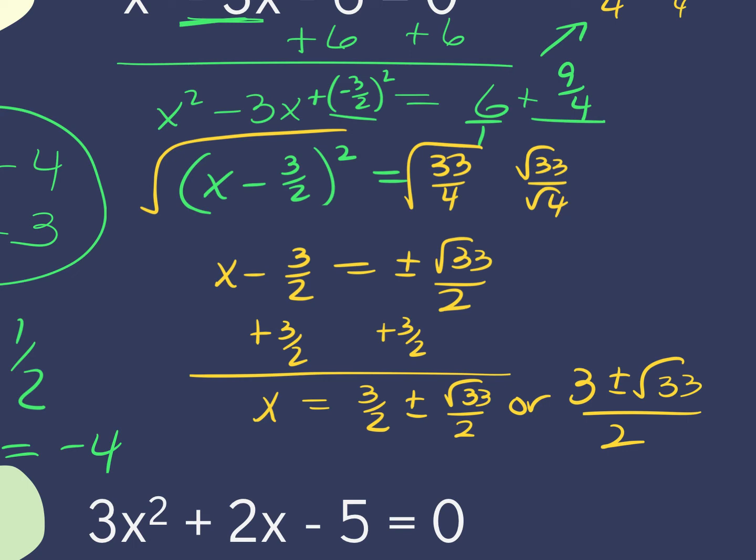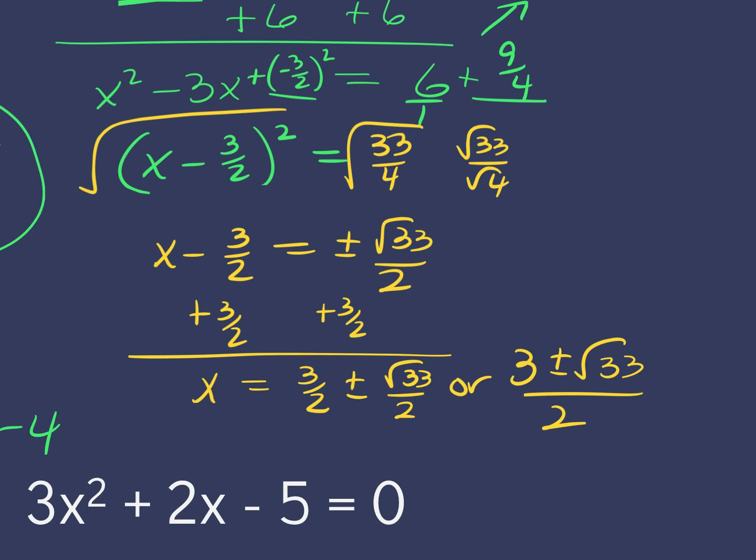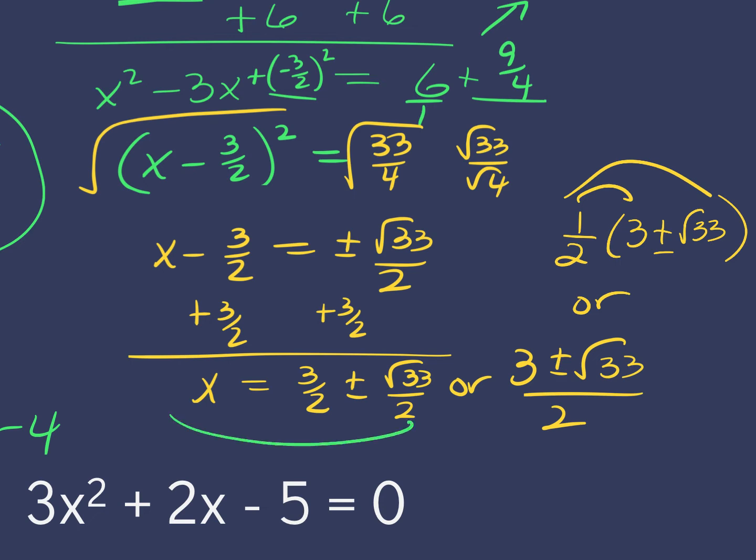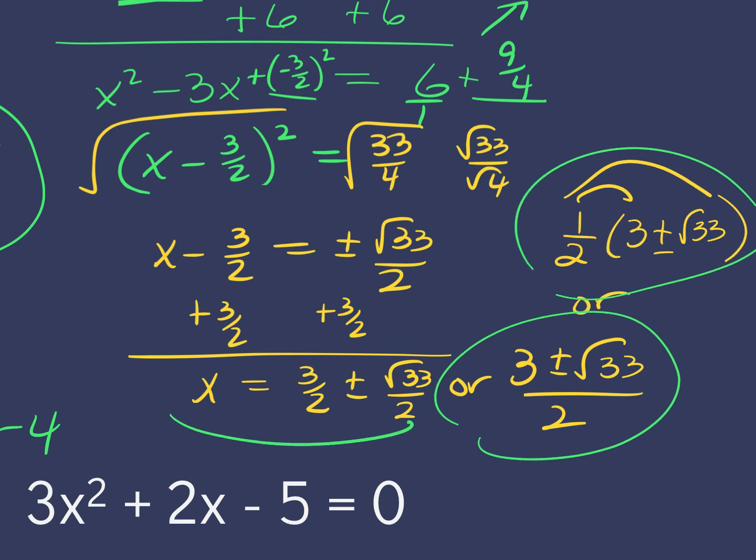Also be able to recognize that they might factor out a 1/2, and they might write the answer as 1/2 times 3 plus or minus the square root of 33. You might see something like this as an answer choice on a standardized test, like a PSAT or an SAT. It's the same thing, because if you distribute this, half is the same thing as divided by 2. Everybody good on that? So any of these on the test would be acceptable.